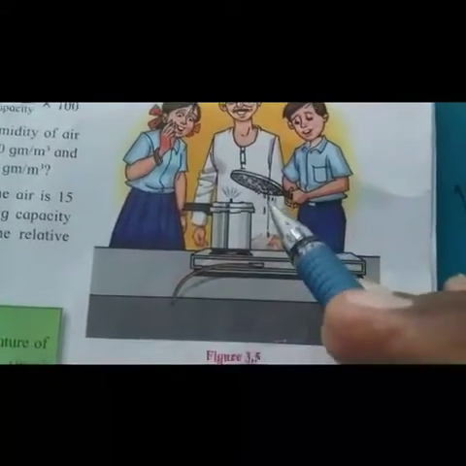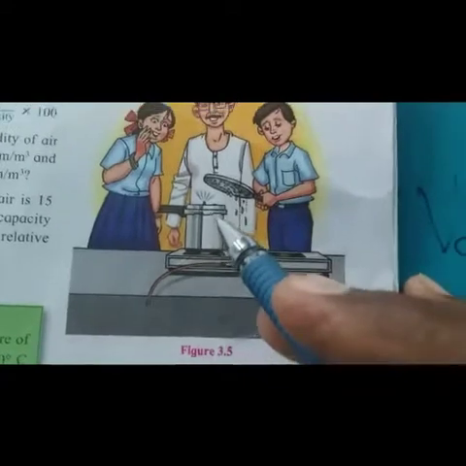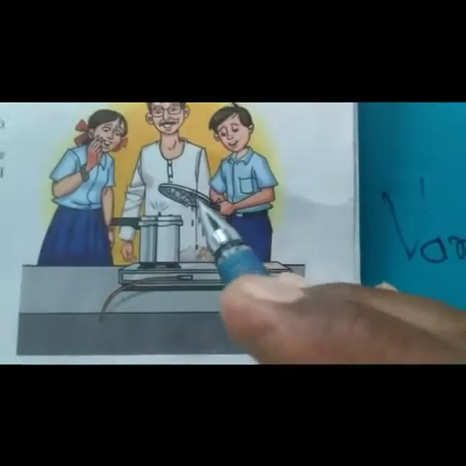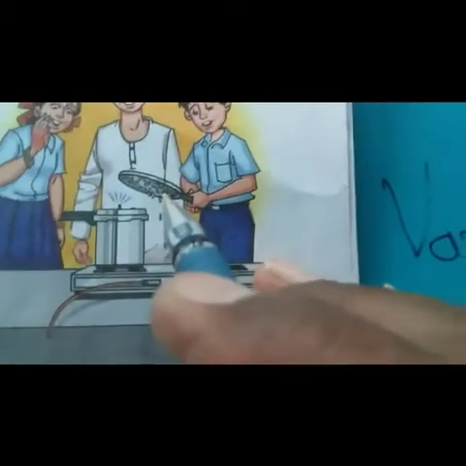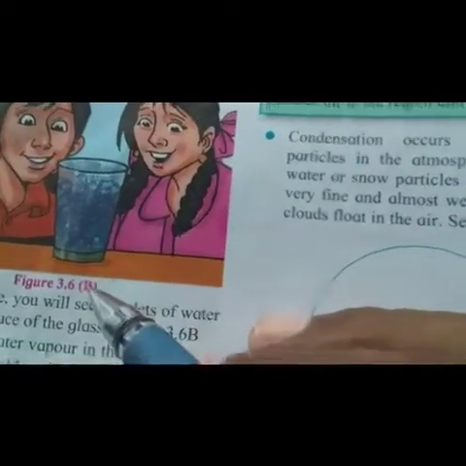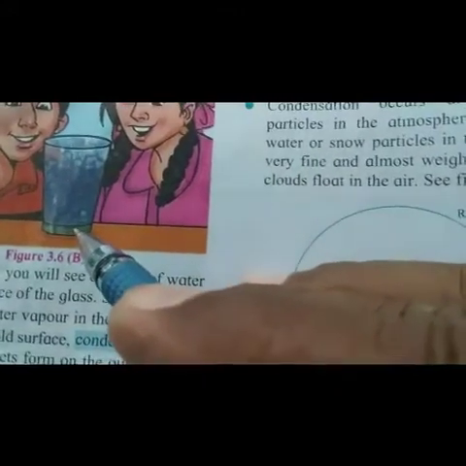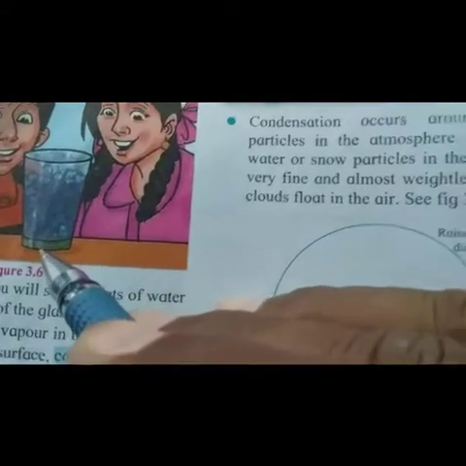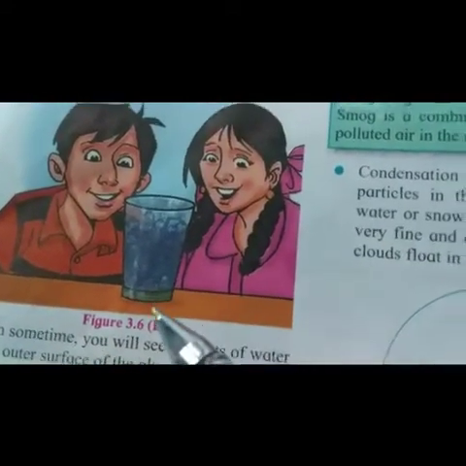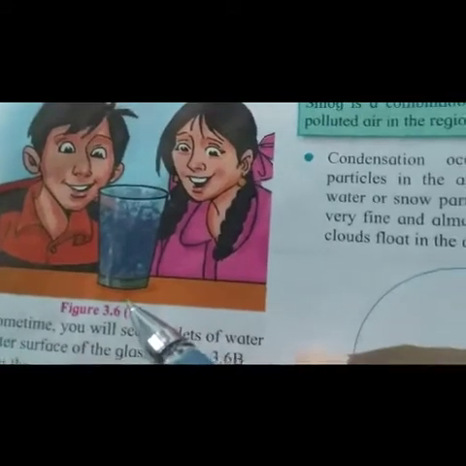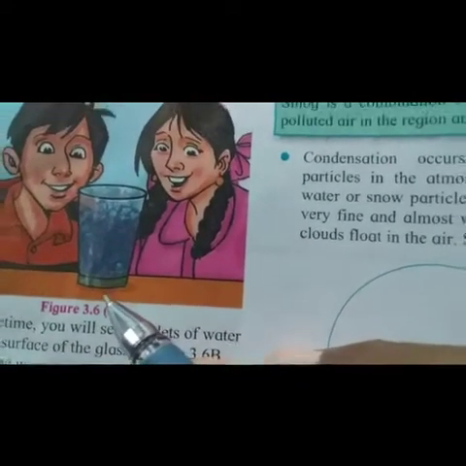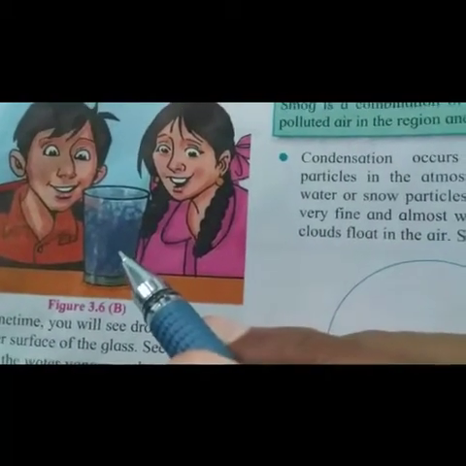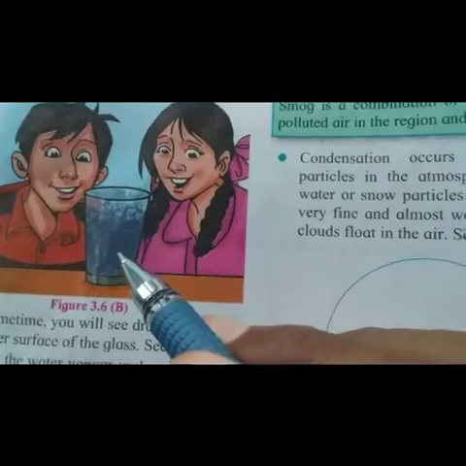Students, in the first activity, the steam from the cooker cooled and condensed into water droplets. And in the second activity, the vapor in the air condensed into water droplets. Thus, we have noted that the process of changing of water vapor in the air into water is called condensation or densification.